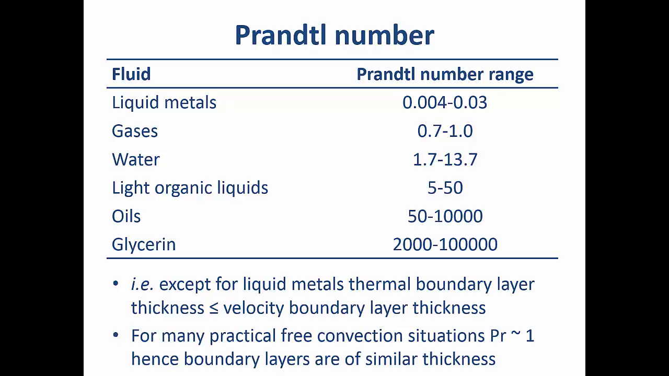And what this is basically saying is that except for liquid metals, the thermal boundary layer thickness is usually less than or possibly equal to the velocity boundary layer thickness. And if we're dealing with free convection, as I've already mentioned, the Prandtl number is typically of the order of 1, hence the boundary layers are actually of similar thickness.